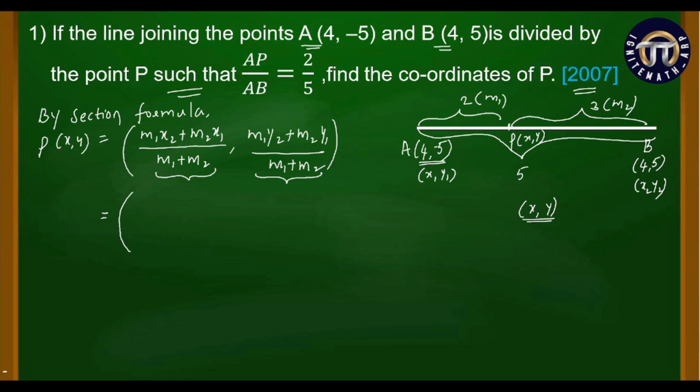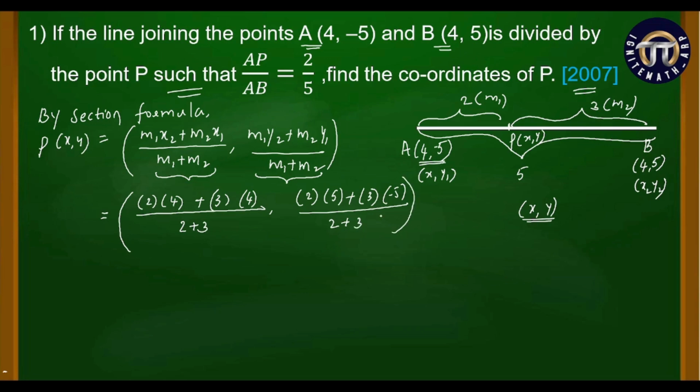So m1 into x2, in the sense 2 into 4, plus m2 into x1, that is 3 into 4. Both of them are 4, divided by m1 plus m2, 2 plus 3. This is my x coordinate. Later it is going to be m1 y2, 2 into 5, plus m2 y1, in the sense 3 into minus 5, divided by 2 plus 3.